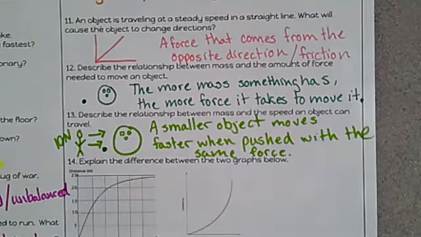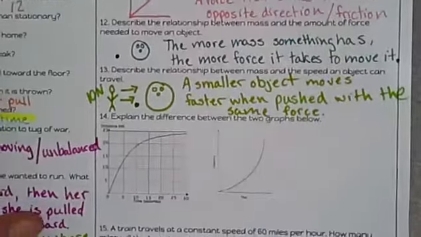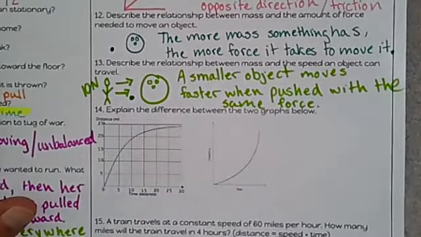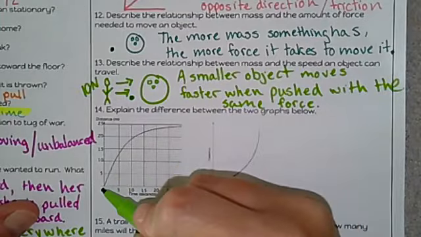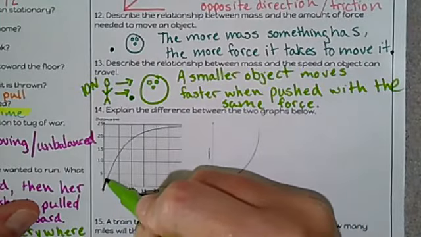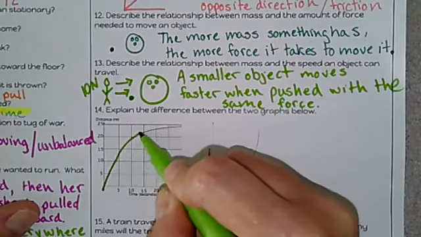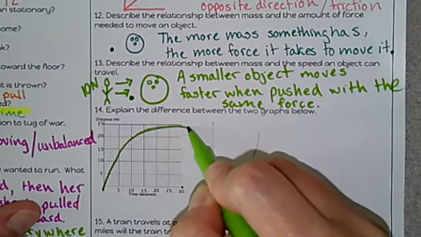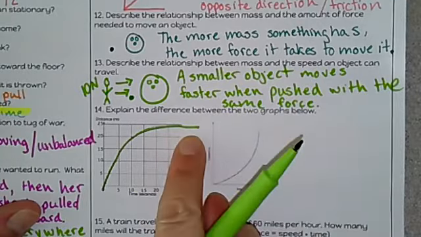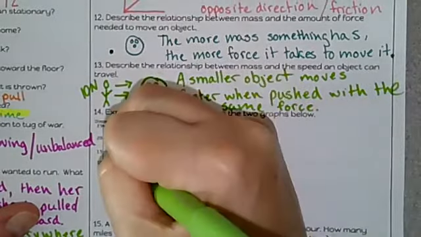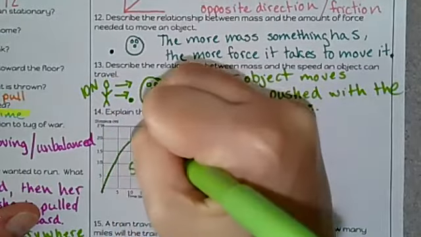All right, next one. All right, the difference between the two graphs. This one, trace it with your fingers. It's going up fast, and then it slows down, and then it's at a stop. Do you see it? So this is slow down.